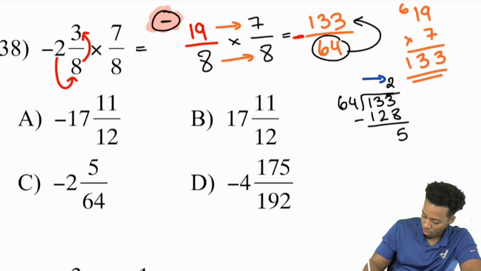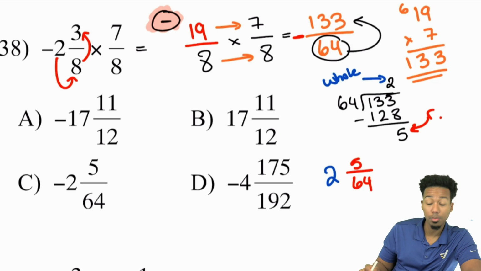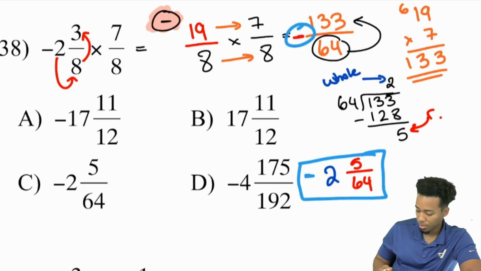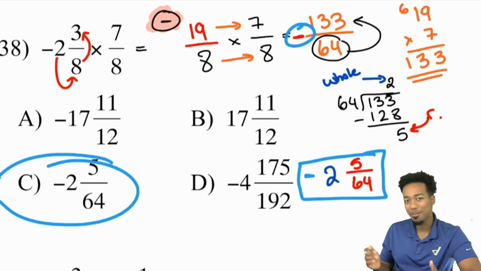So this here is your whole number. Here is your remainder. And so with that, what you end up having is 2 with a remainder of 5 over 64. And remember that the answer was going to be negative right over here. And so there we are. Negative 2 and 5 over 64. There's the answer. Booyah, my party people.